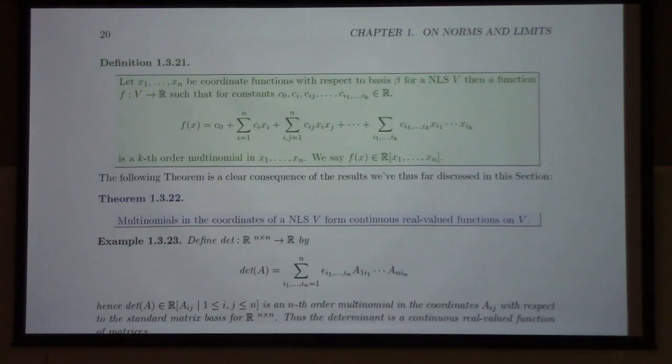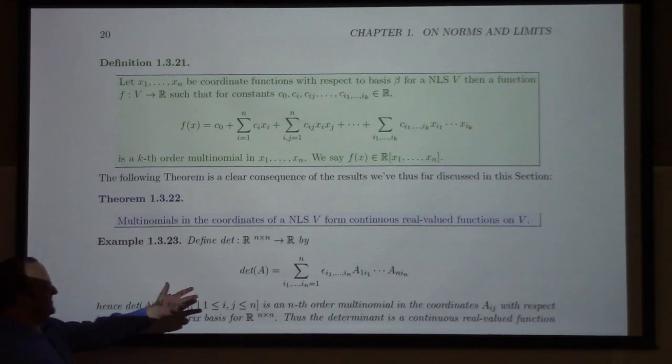So then what? Then you could look at multinomials, like polynomials in several variables. And they're built from what? From sums of products of coordinate functions. Things like this, I'll call a multinomial. And those are going to be continuous. If I have a multinomial of the coordinates of a normed linear space, it's going to be a continuous function because it's the sum of products of continuous real valued things, which is again continuous, even in this general context.